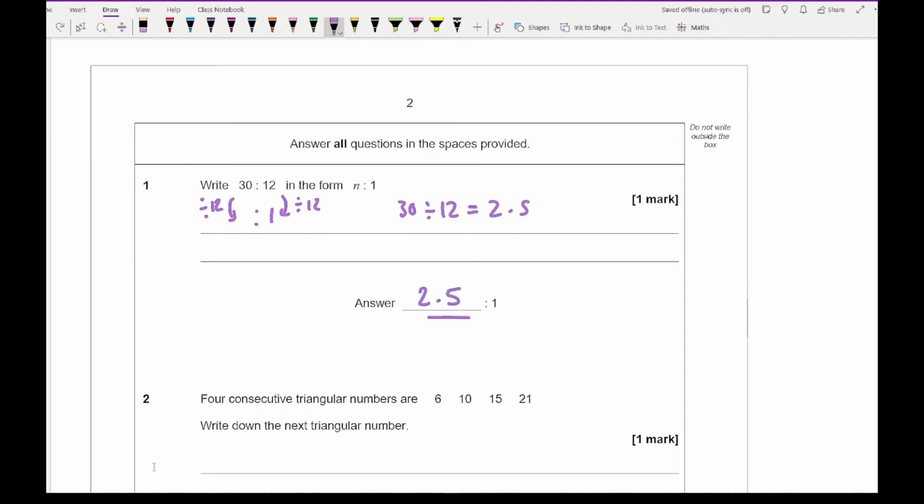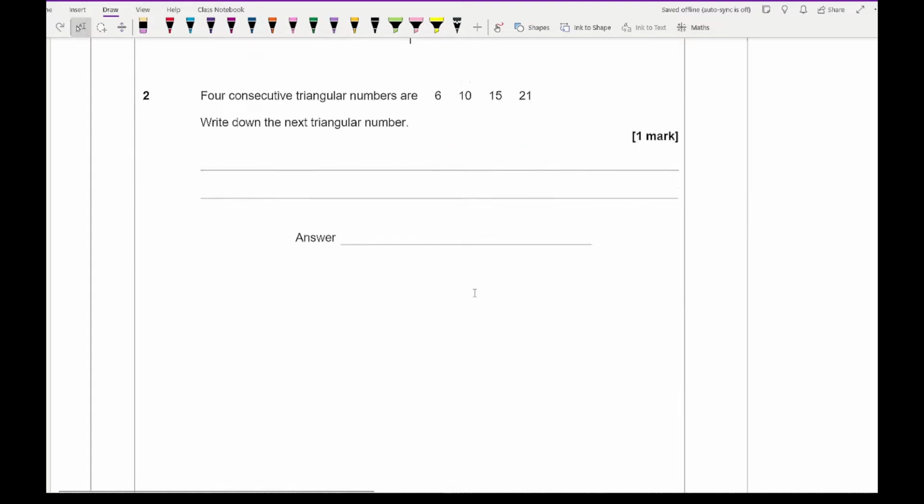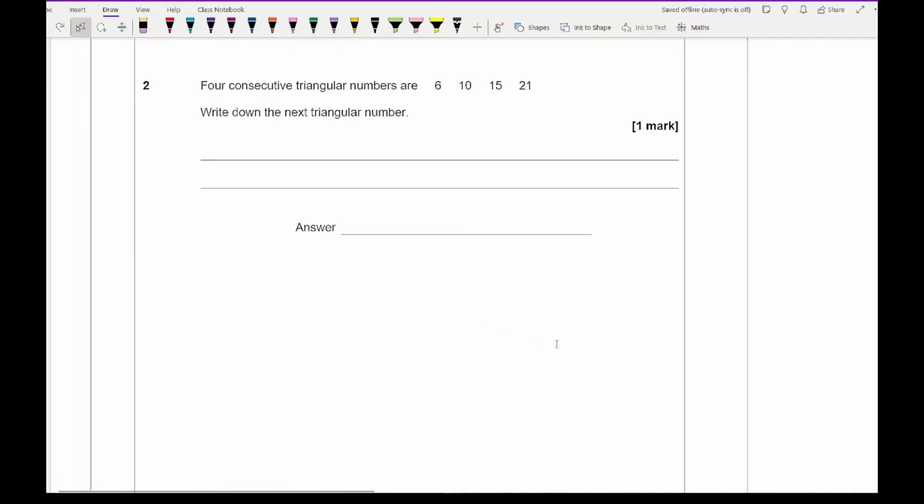Then for question 2, it says 4 consecutive triangle numbers are 6, 10, 15 and 21. Write down the next triangle number. So here we can see we're increasing by plus 4, then it's plus 5, then it's plus 6. So the next one is going to be plus 7. 21 plus 7 is 28.